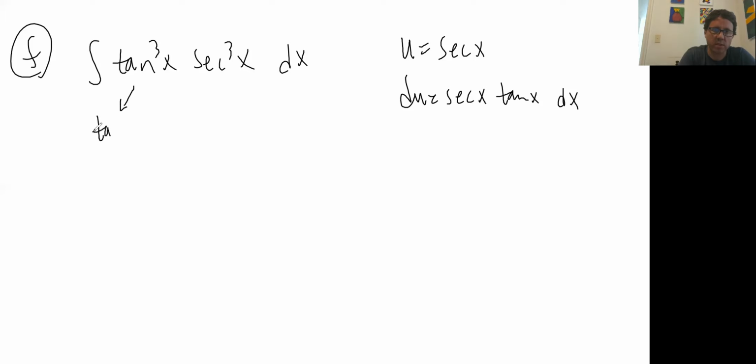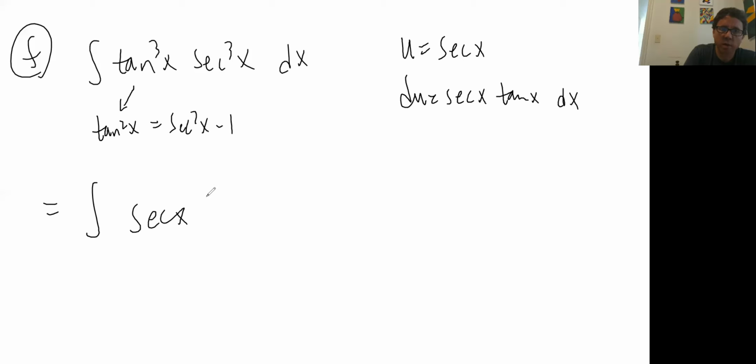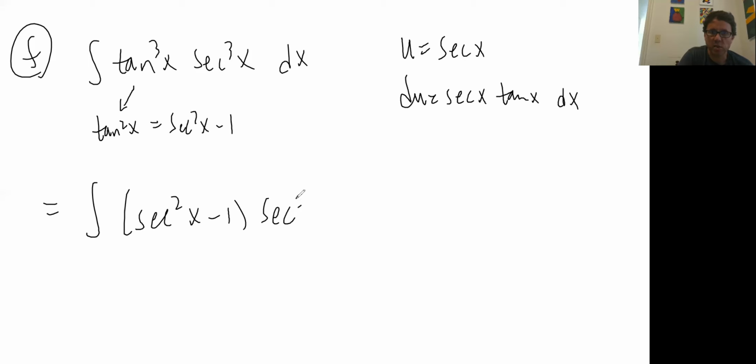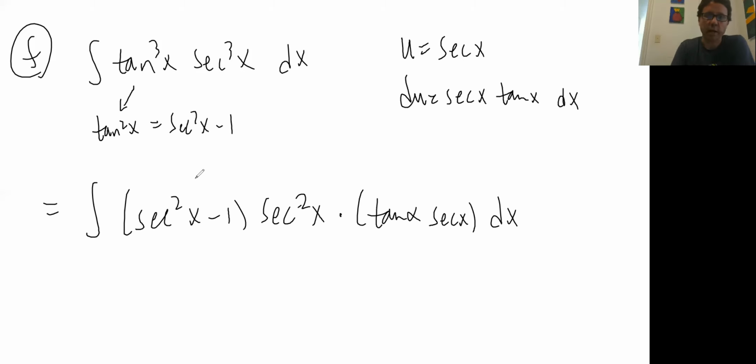So you take one of these tangents off and write it as secant squared minus 1. It'll be one of the secants, one of the tangents. Now let me write it in the other order. It'll be tangent squared, so it'll be secant squared minus 1. And then it'll be two of the secants, so that'll be secant squared. So this is like tangent squared, secant squared, and now you take the other two, tangent x and secant x, and now you've got it all lined up, where this is u, and this is du.